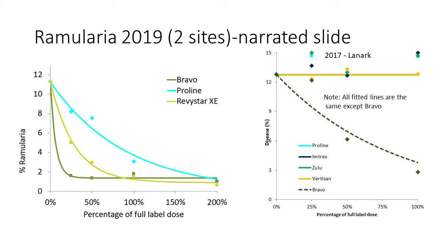We are worried about Ramularia because in 2017, the graph on the right, you can see a similar fungicide performance curve, and in 2017 we saw no activity from the azole or SDHI fungicides. The only fungicide which had any activity was the Bravo, which is the green dotted line. Hence the concern when Bravo was removed from its approval status.